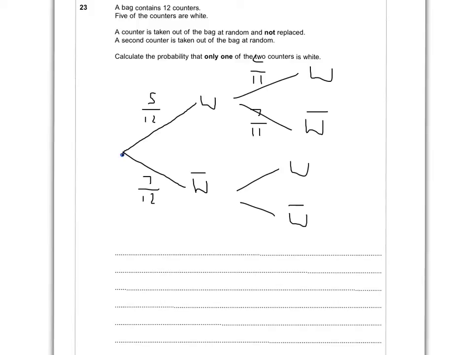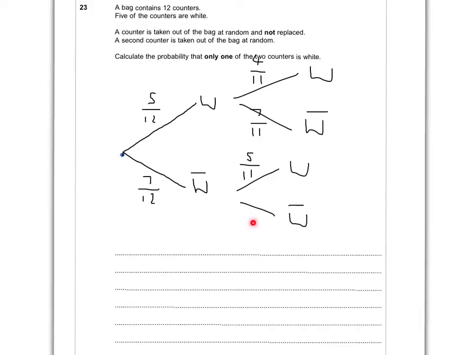The reason it's also 7 is because originally there were 7 non-white counters. All 7 of them are still there, because none of them were taken out. Let's think about this path here. If you've ended up here, looking along these two branches, you picked out a counter which wasn't white. That means the original 5 white counters are all still in the bag, but you did take out one of the counters, a non-white counter, meaning there are now only 11 counters left.